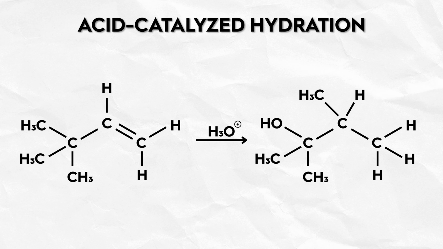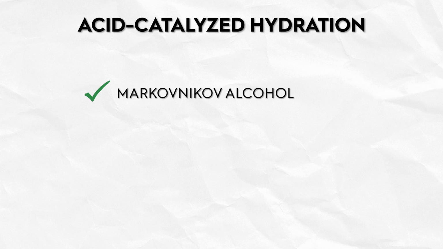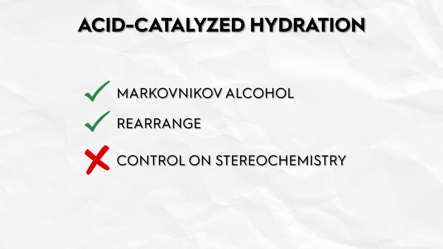On many substrates, rearrangements can occur, so the carbon that ends up as the alcohol may shift if a more stable carbocation is available. Let's fix a common misconception. Syn or anti describes how the newly added hydrogen and hydroxy relate to each other, not how they relate to groups that were already on the molecule. So far, we've discussed that acid hydration gives the Markovnikov alcohol, may rearrange, and does not control the new stereochemistry.